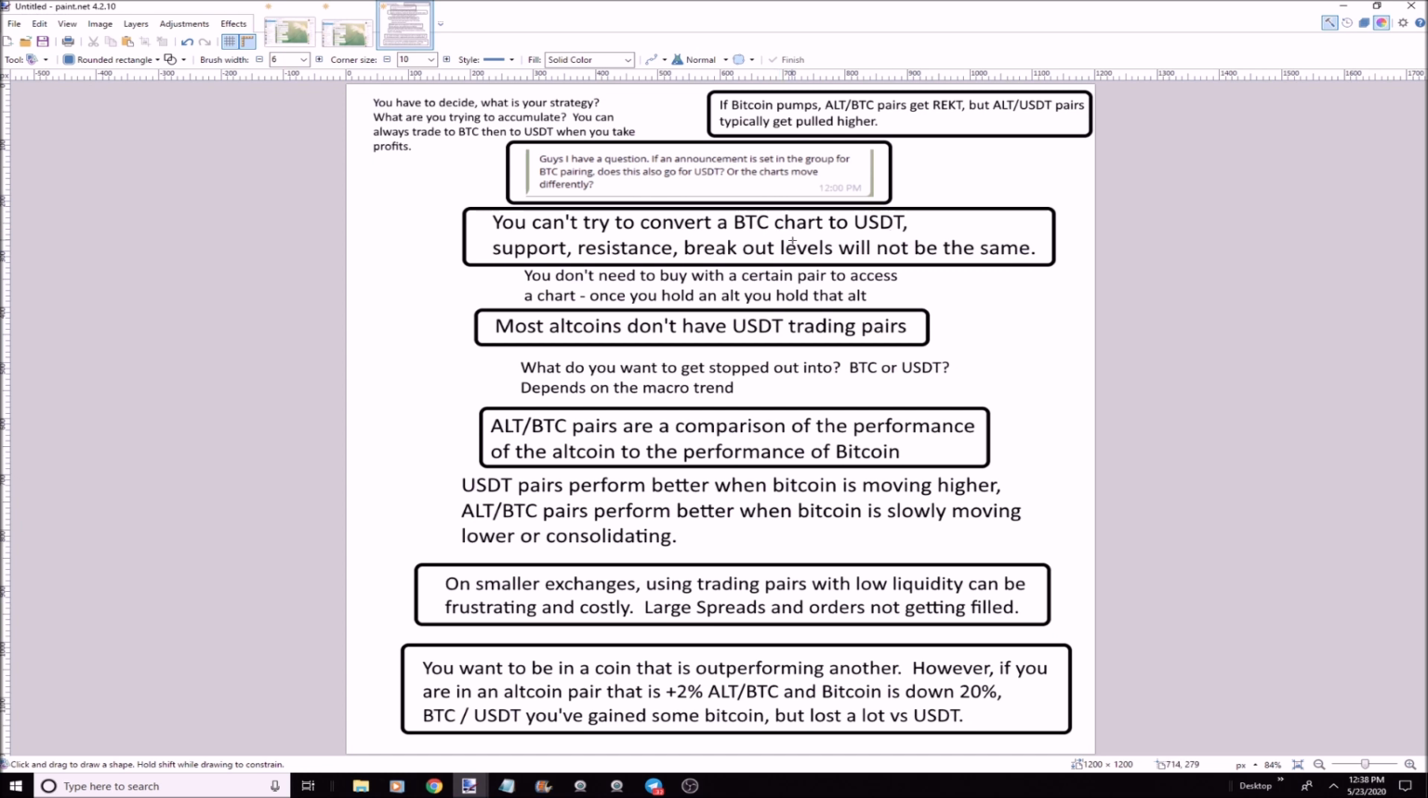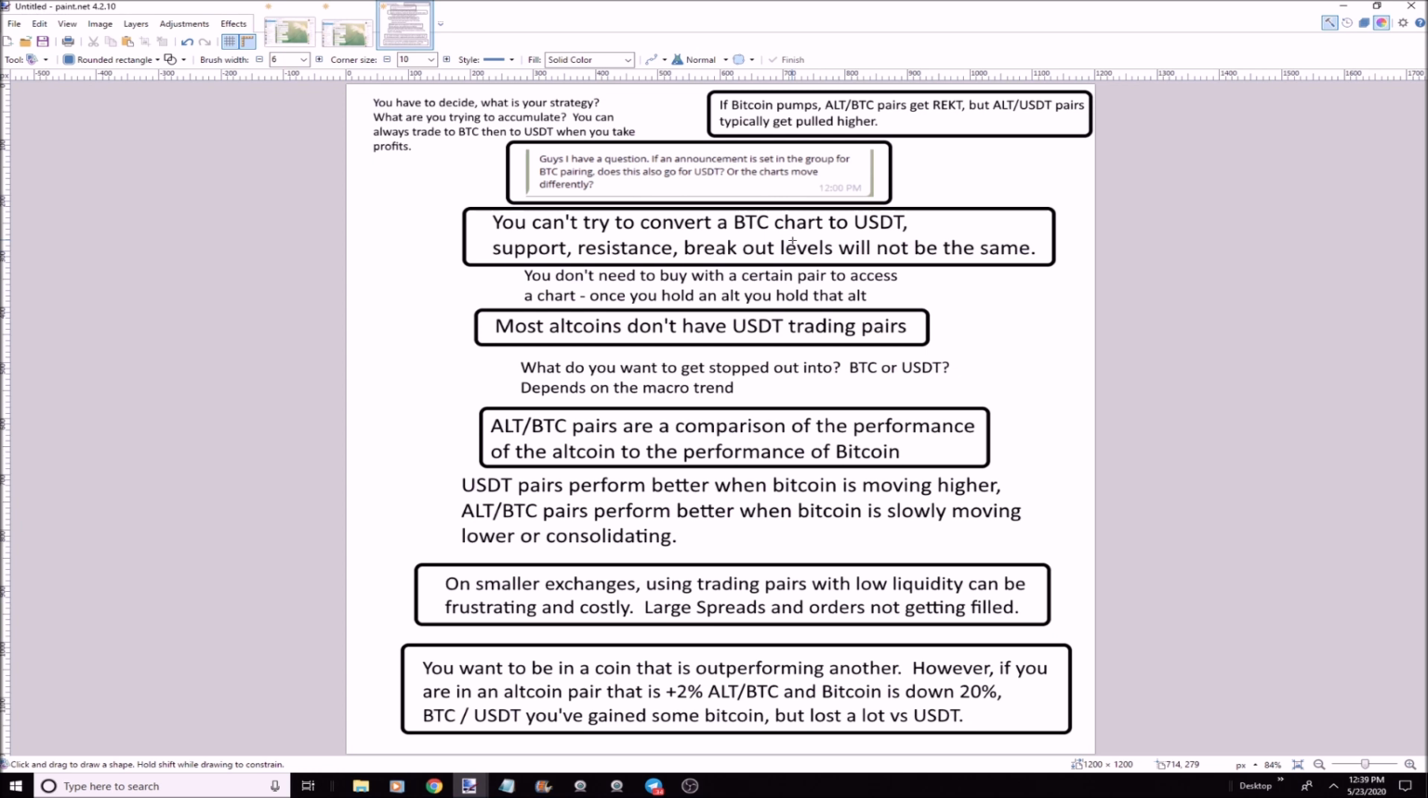On smaller exchanges, if you're using trading pairs with low liquidity, like TRX/XRP on some smaller exchanges, well, what's going to happen if you use that pair, right? If you're on smaller exchanges, you're going to have larger spreads. With some trading pairs, you can even look at the charts of these coins and see they're low volume trading pairs, and so there's going to be a huge spread. You're going to have orders that don't get filled.